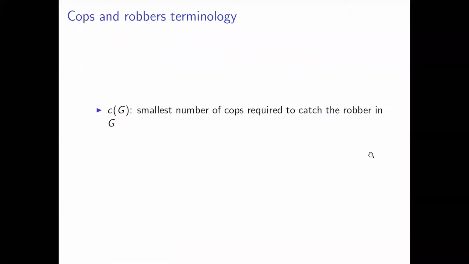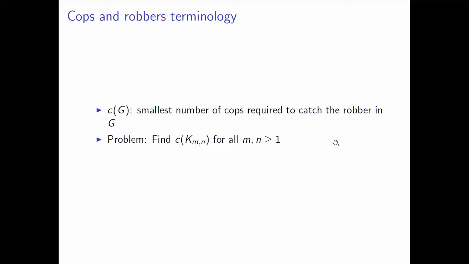So here is a problem for you to think about. Can you find the Cop number of the complete bipartite graph with parts of order m and n? And this is for any m and n that are at least 1.